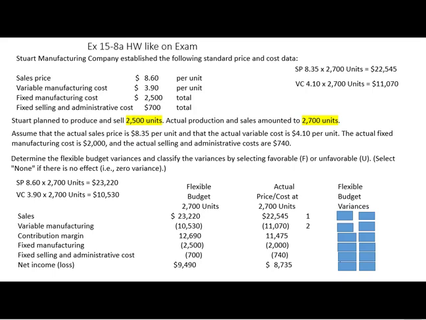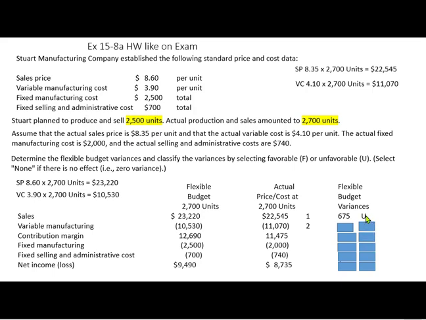So now let's take a look at our flexible budget variances. Sales were supposed to be, under this flexible budget, $23,220. They actually ended up being $22,545, and that difference is going to be $675. I'm sorry, I said that wrong. Since the budgeted number of $23,220 was the higher number of the two between the budget number and the actual sales number, that's an unfavorable variance.